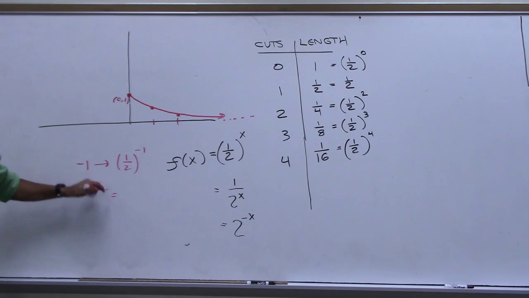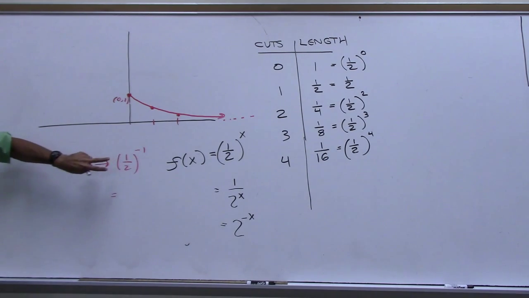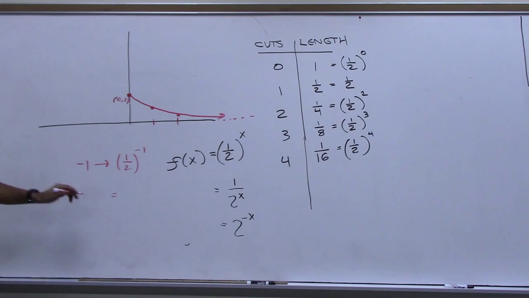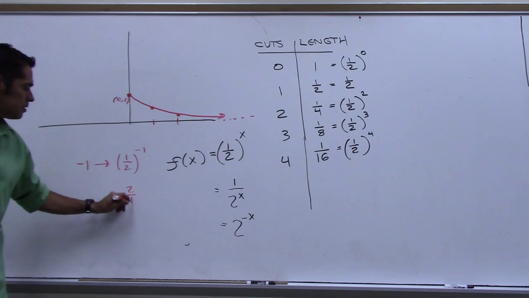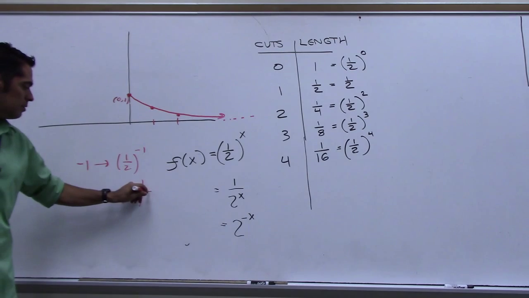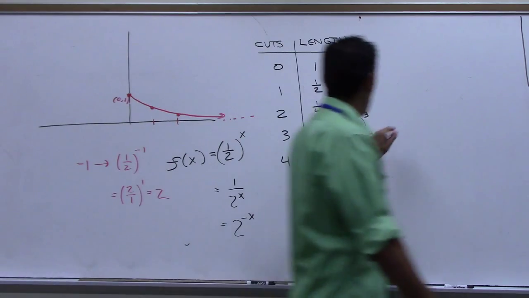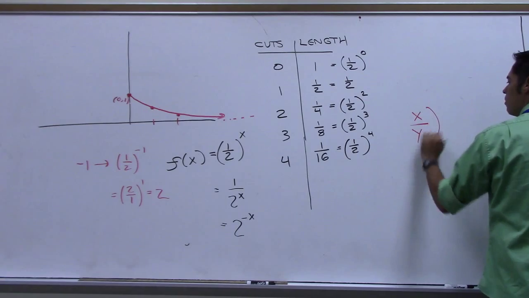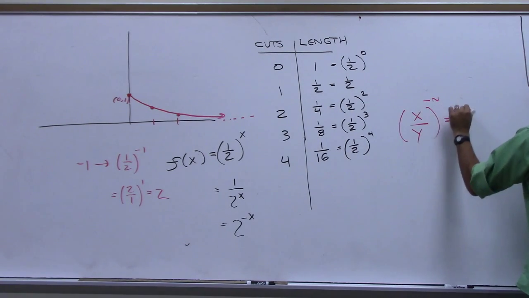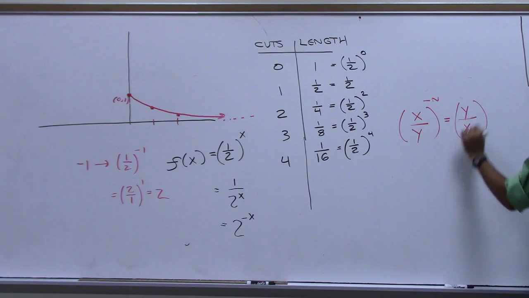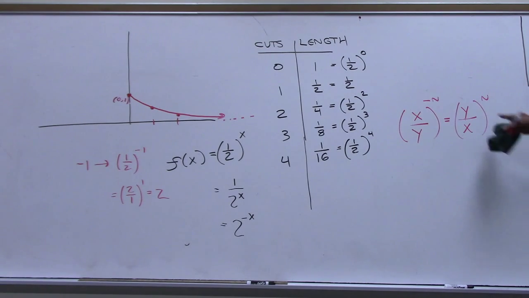And when you raise a fraction to a negative number, what can you do? Flip it. Now that's a property of exponents, but the book doesn't list that as a property of exponents. I don't know why. If you have a fraction to a negative number, you can flip it. I'll put it over here. If you have a fraction, x over y, raised to a negative power, that's the same as y over x to a positive power. So flip the fraction over, make it a positive exponent instead.